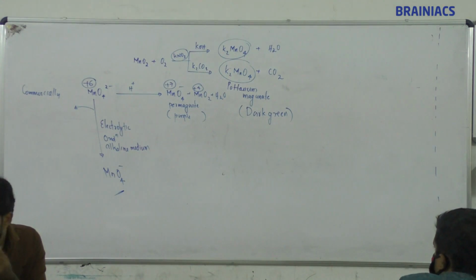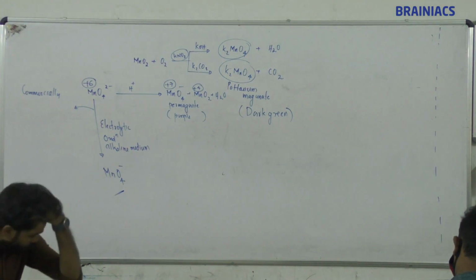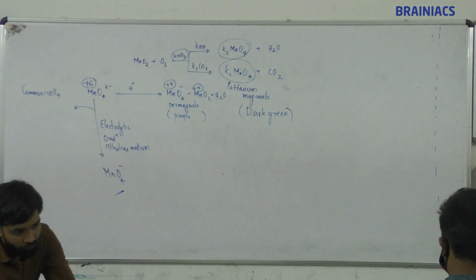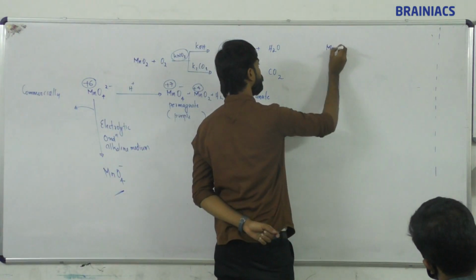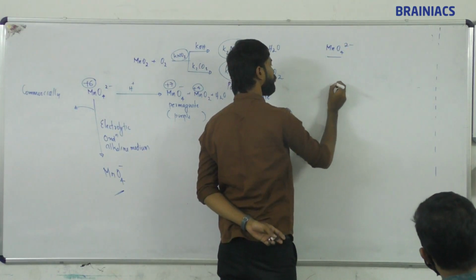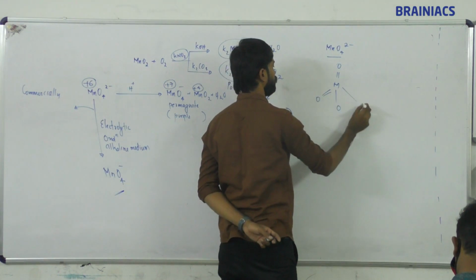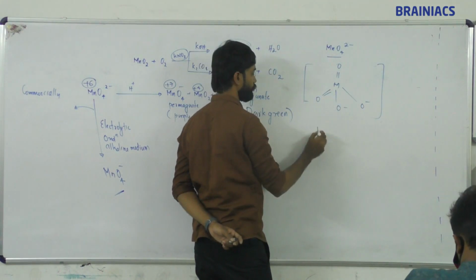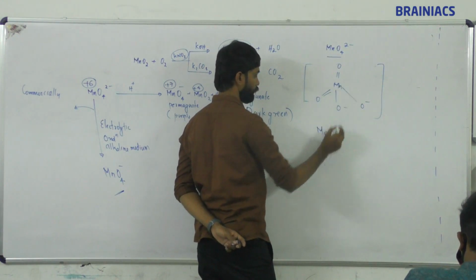The next is the structure. MnO4 2 minus has a tetrahedral structure. Next is MnO4 minus, which also has a tetrahedral structure.